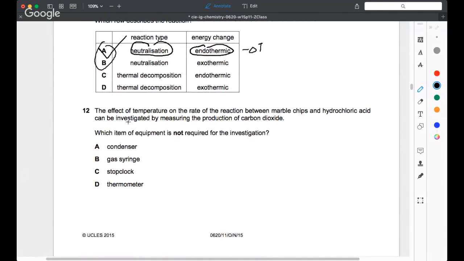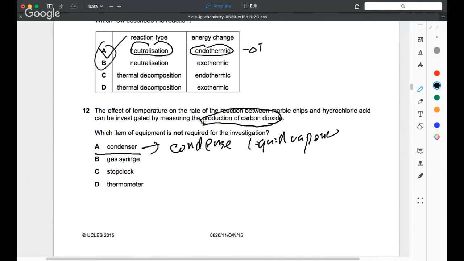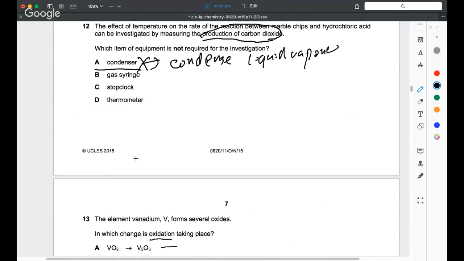Question number 12. So what is not required? That will be A. So a condenser is used to condense liquid vapor. However, in this case, we are producing carbon dioxide. So we don't need to trap the carbon dioxide. It's not a liquid vapor. A condenser will be used to condense liquid vapor, so it's not relevant in this experiment. So we don't need it.